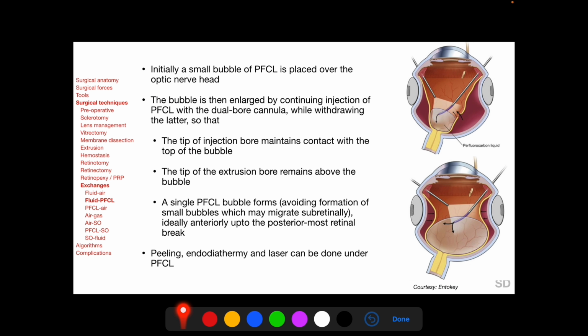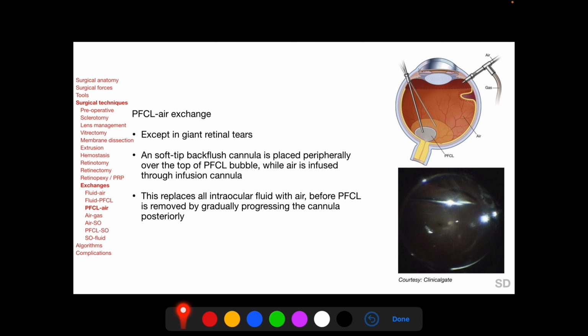The tip of the injection bore of the cannula maintains contact with the top of the PFCL bubble as shown here in this figure, and the tip of the extrusion bore of the cannula remains above the PFCL bubble. And peeling, endodiathermy and laser can all be done under PFCL. After PFCL has served its purpose, PFCL is replaced with air except in giant retinal tears where PFCL should be replaced with silicone oil, as we will discuss further.